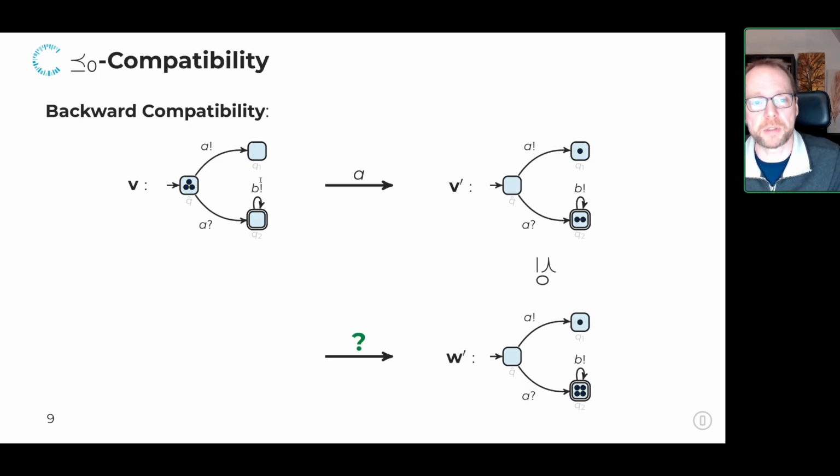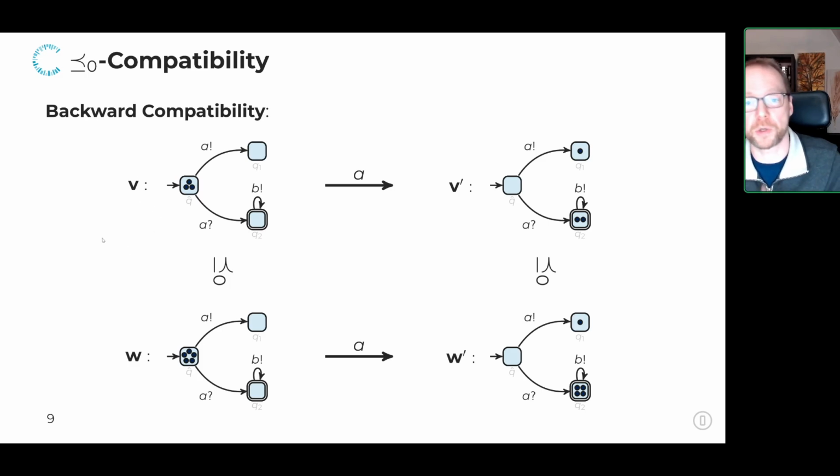And backward compatibility is what you would expect. So we start with V and V prime again, and we have a W prime that is bigger than V prime. And now we need to be able to go backward. We need to guarantee that there exists a transition from some W to W prime, where W is, again, greater than V in our well-quasi order. So this is compatibility with respect to our well-quasi order now.